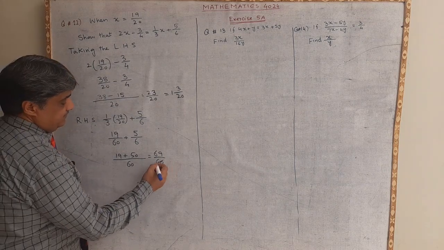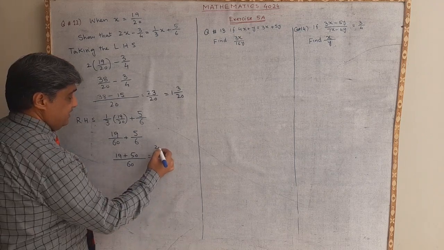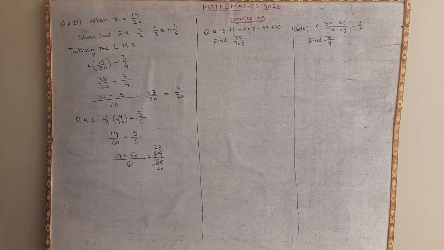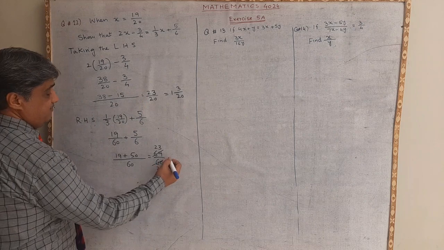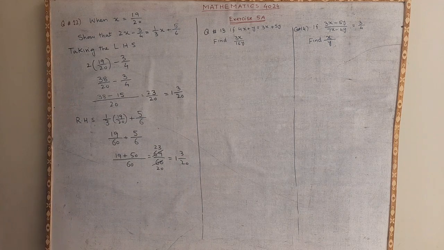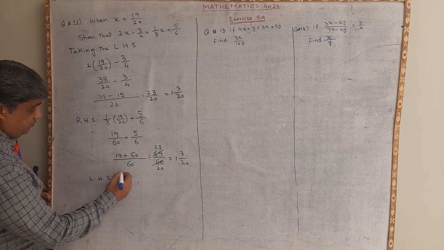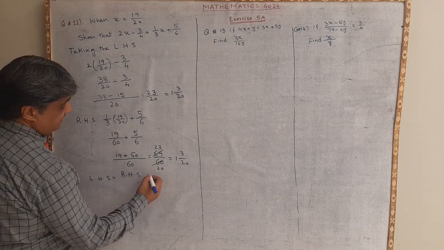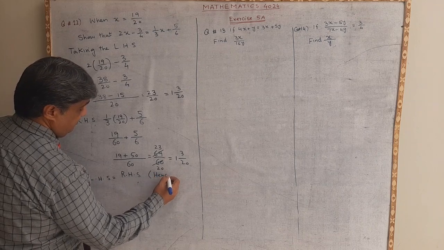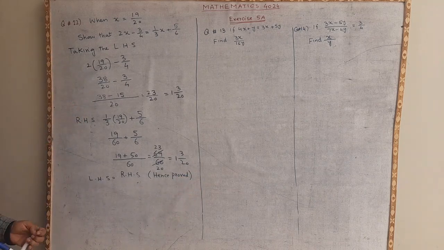We can cut it with 3 twenties are 60, and 3 twenty-threes are 69. So again we are getting this one, and from this we will get 1 whole 3 over 20. So in this case, left hand side is equal to right hand side, and hence proved. We had to prove this result for x is equal to 19 divided by 20.